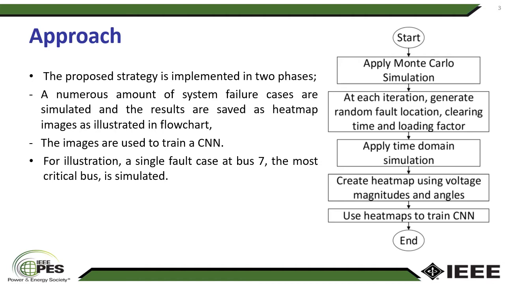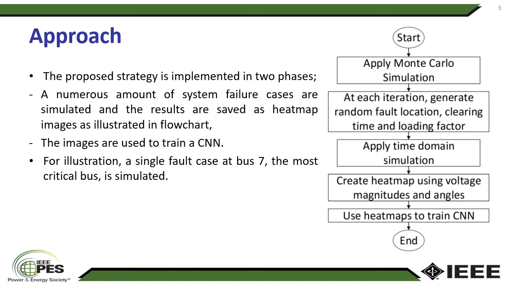First, the numerous failure scenarios are simulated using Monte Carlo simulation. At each iteration, we generate a random value representing the location, the clearing time, and also the loading factor. After solving the time domain simulation using Euler approximation, we obtain a profile for the voltage magnitude and angles, which are converted into an image that represents the heat map. Then these heat maps will be used to train the convolutional neural network.